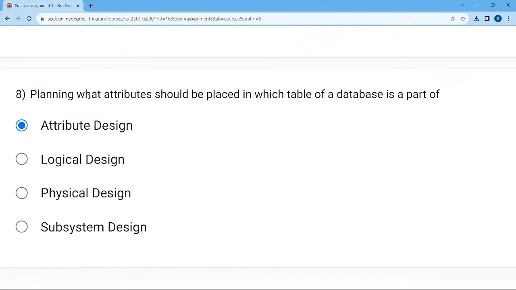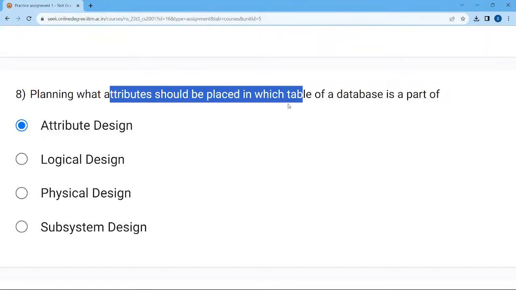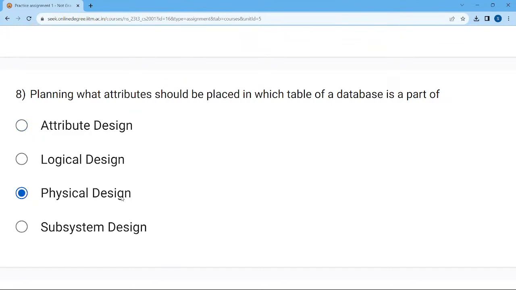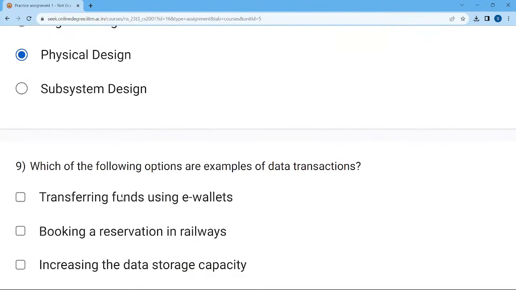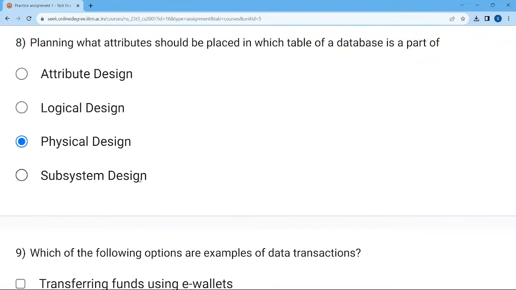Planning what attributes should be placed in which table of a database is a part of which design? That is physical design. It was shown in the very first slide where the physical level was defined by the instructor, right?